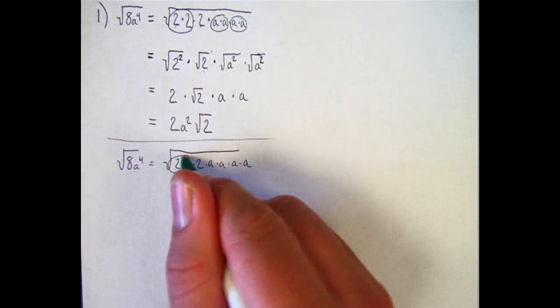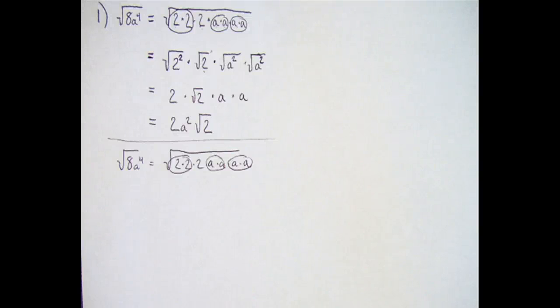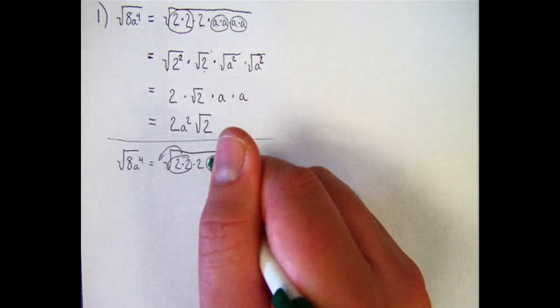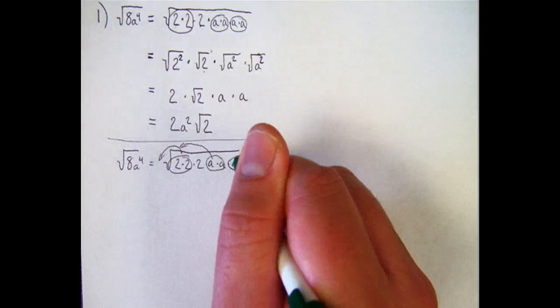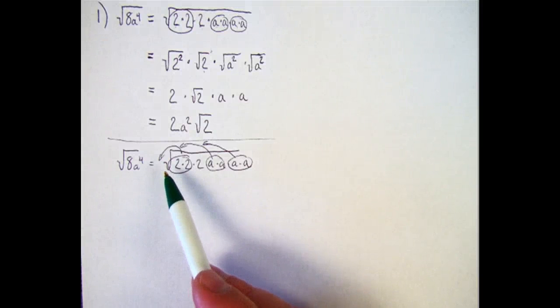And again, what I'm looking for is any groups of 2. So there's my groups of 2. And what you can think of doing is just pulling these groups of 2 to the outside of the radical. But when we do this, you can sort of jokingly think of this as a marriage chapel.